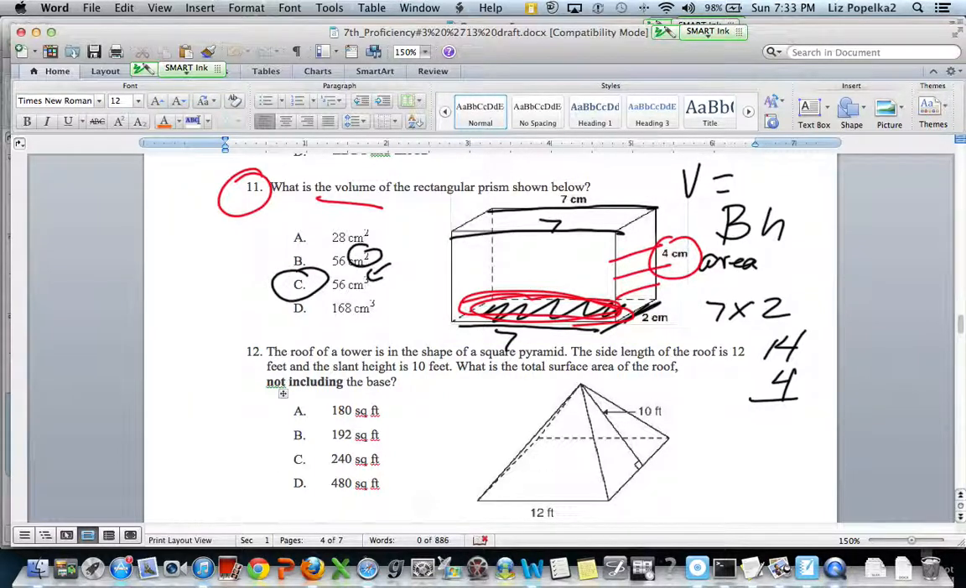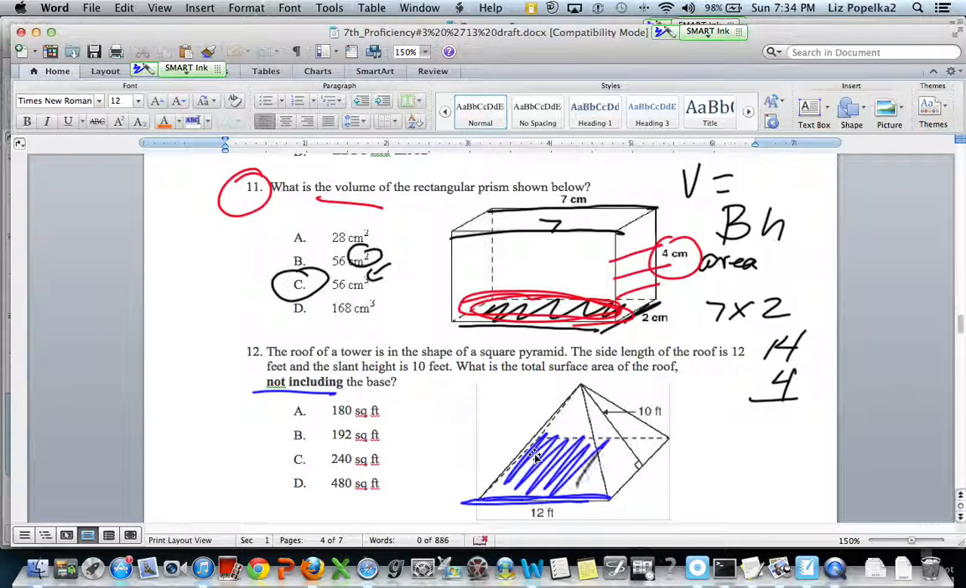Number 12 is also over surface area and volume. It says the roof of a tower is in the shape of a square pyramid. The side length of the roof is 12 feet. So that means that this distance right here, it's nice and labeled for us, and the slant height is 10 feet. What is the total surface area of the roof, not including the base?